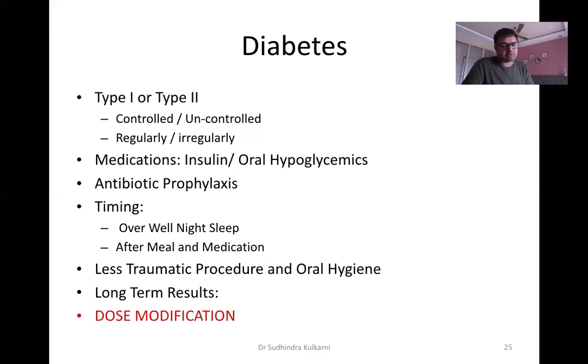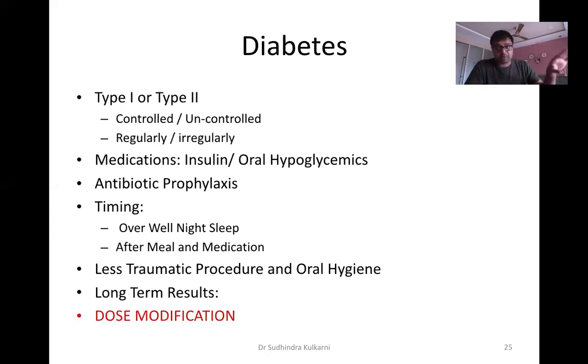Some of the things you have to understand are that post-operative recalls for diabetic patients have to be very, very frequent, because we now know that periodontal disease influences diabetic status and vice versa. The movement of sugar levels influences periodontal disease activity, and the presence of periodontal disease activity influences your sugar levels. You need to see that both of them are very well controlled.